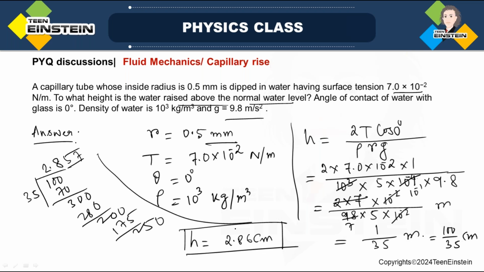Height of the liquid raised inside the capillary tube compared to the normal water level outside, outside the capillary.